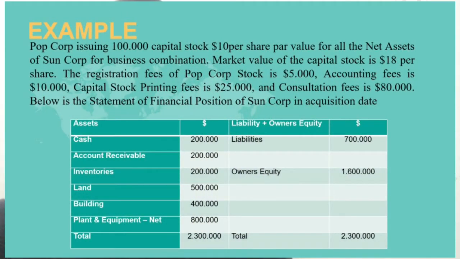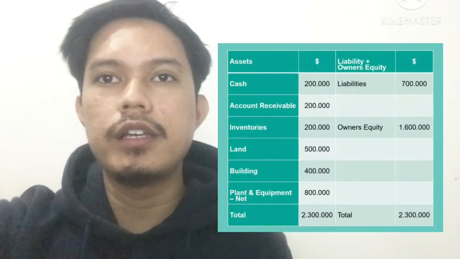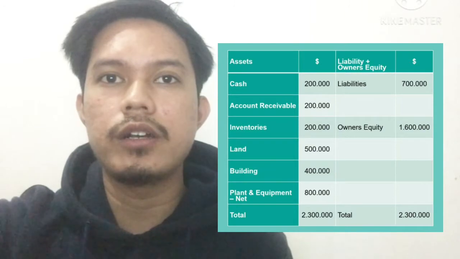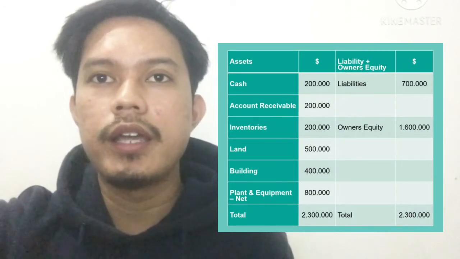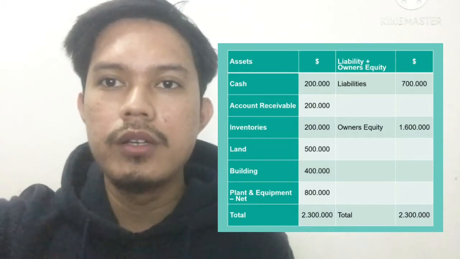For example, take Pop Corporation and Sun Corporation. Below is the statement of financial position of Sun Corporation at the acquisition date, with assets such as cash, accounts receivable, inventories, land, and etc., and liabilities and owner's equity. So we are going to make the journal entries for Pop Corporation.